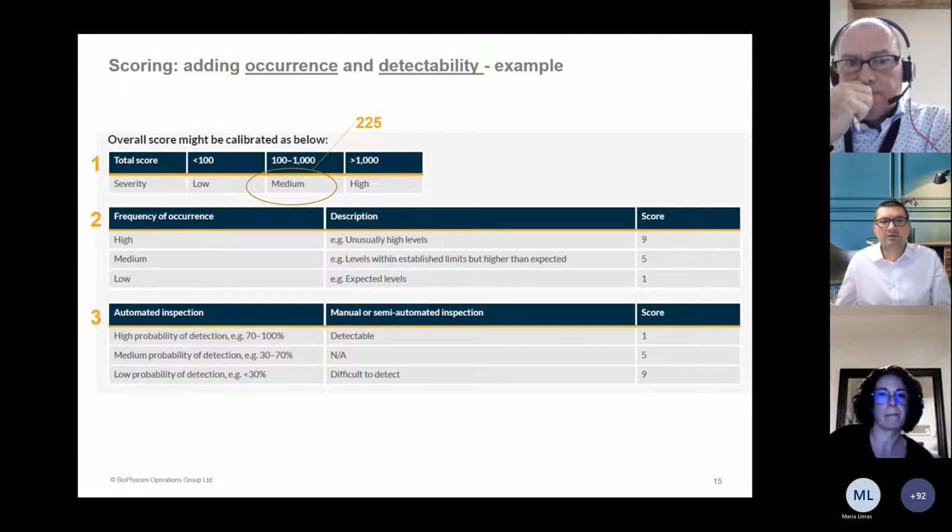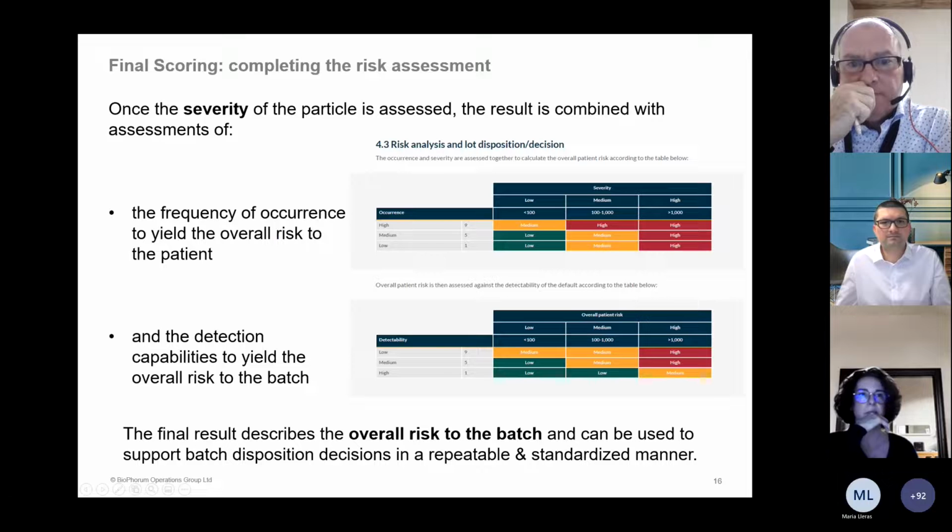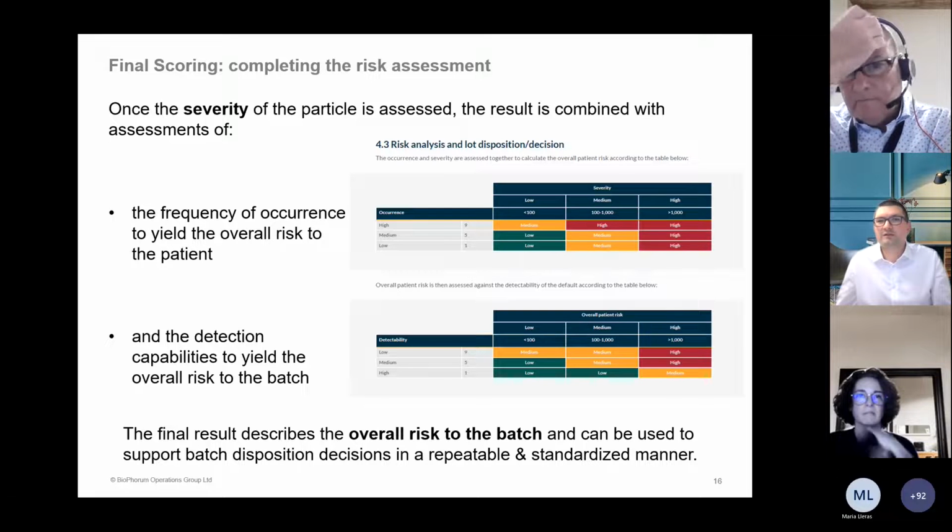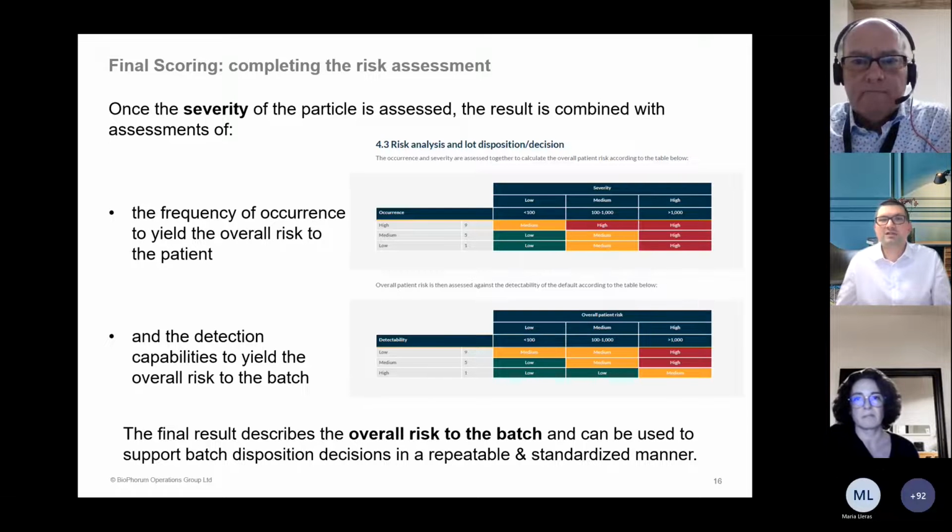So finally, we take all these together. In the next slide, Scott. Thank you. So in the next slide, we have 2 tables. In the first table, we combine the severity that we assessed together with the occurrence of the particle. So in our example, we had a medium severity with a rank of 225. So now we need to understand what is the occurrence of the particle that we are actually looking at.